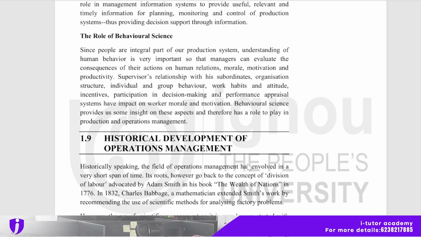human behavior is very important so that managers can evaluate the consequences of their actions on human relations and morale, motivations and productivity, and supervisor's relationship with his subordinates. Organization structure, individual and group behavior, work habits and attitude, incentives, participation in decision making, and performance appraisal system have impact on worker morale and motivations.